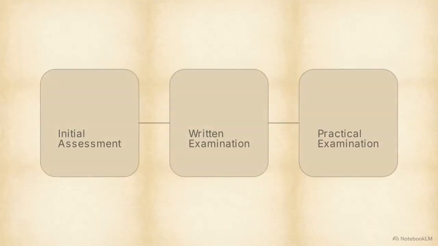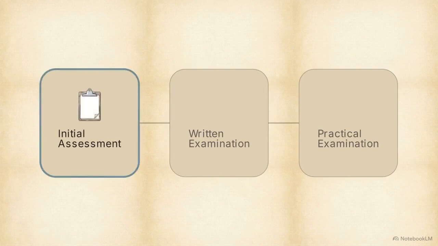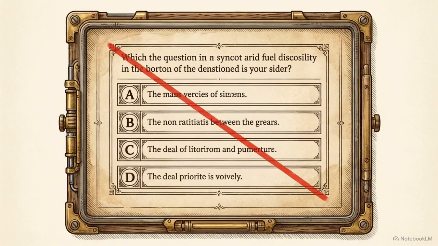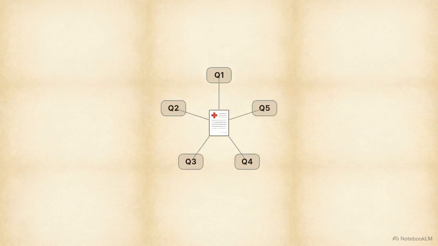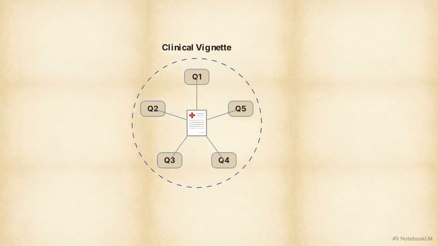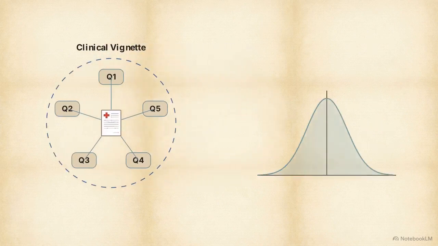The ADC pathway follows a set sequence: an initial assessment of credentials, followed by a written examination, and concluding with a practical examination. The written examination format has been redesigned to remove all standalone multiple-choice questions. The assessment now uses a scenario-based cluster format. Candidates must answer 5 interconnected questions that evolve alongside a single clinical vignette.